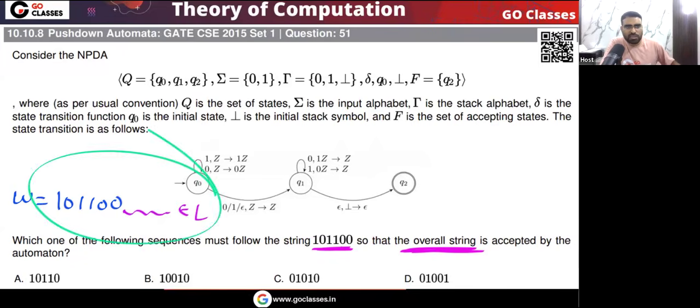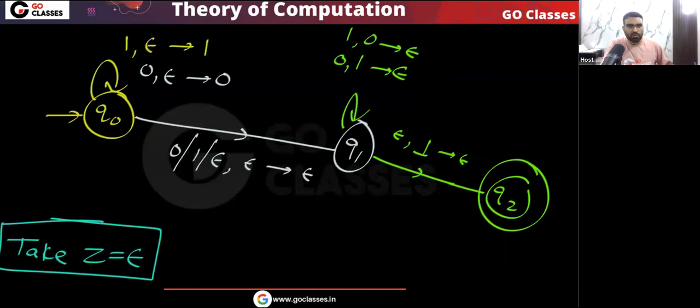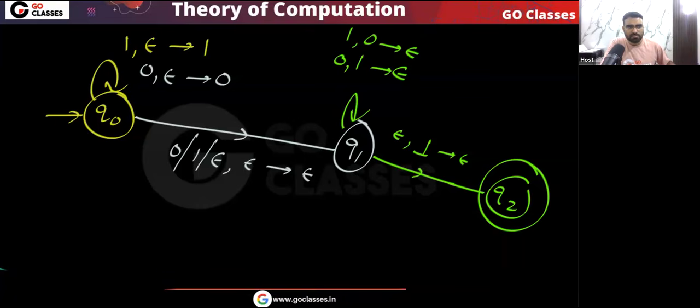So first we will find what the language is, then we will solve this question. So first you find what the language is here. Tell me what the language is, let me know. You can easily see what we are doing here. In the state q0, we are just pushing 1 and 0. For 1 we are pushing 1, for 0 we are pushing 0. Yes or no?